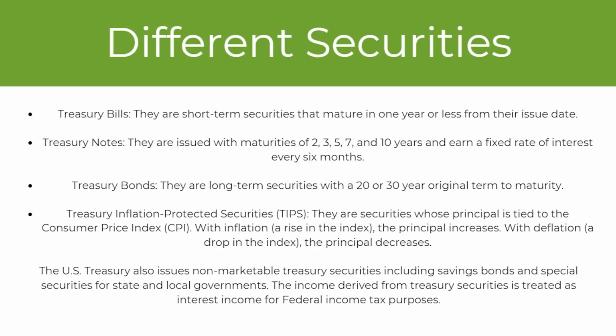To start with, there's Treasury bills. These are short-term securities that mature in 1 year or less from their issue date. Then you have Treasury notes. These are issued with maturities of 2, 3, 5, 7 and 10 years and earn a fixed rate of interest every 6 months. Next you have Treasury bonds. And these are long-term securities with a 20 or 30 year original term to maturity.